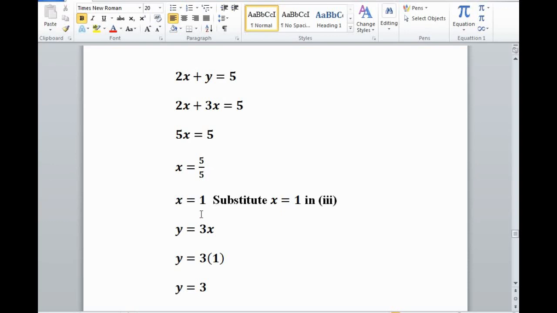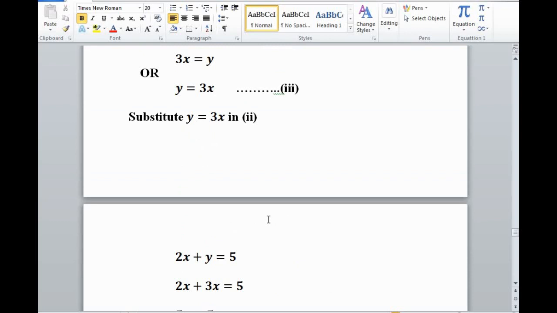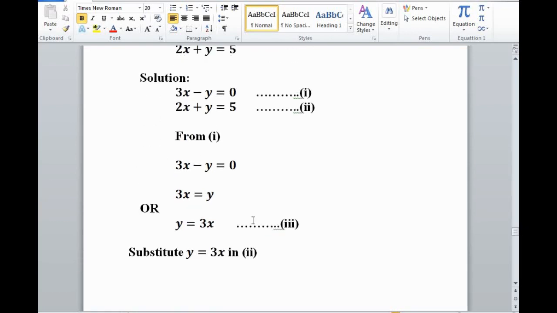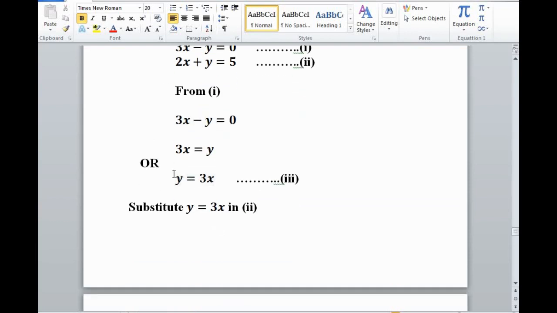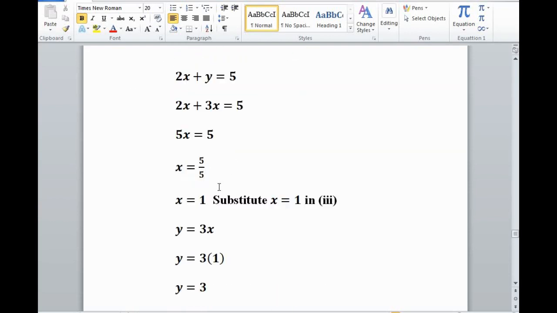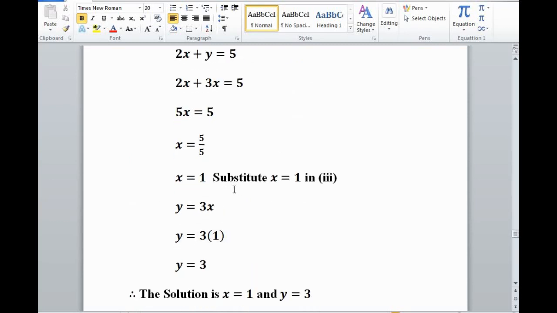And now it's time to substitute x equals 1 in equation number 3. Again, it is easier to obtain the value of y by substituting the value of x into equation 3 instead of equation 1 and equation 2. So I'm going to use this equation 3 to find the value of y. So substitute x equals 1 in equation 3.